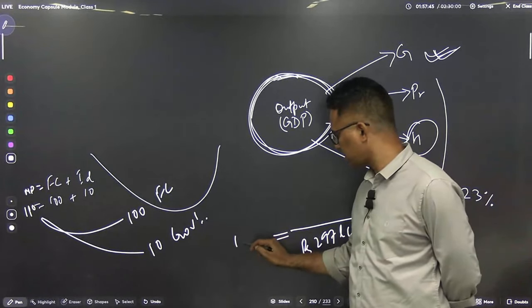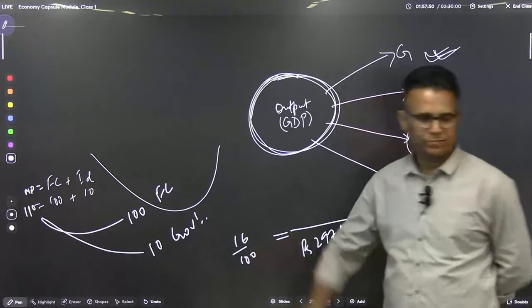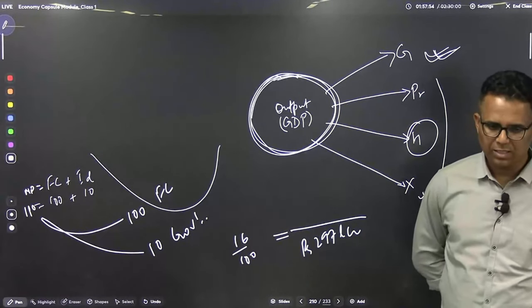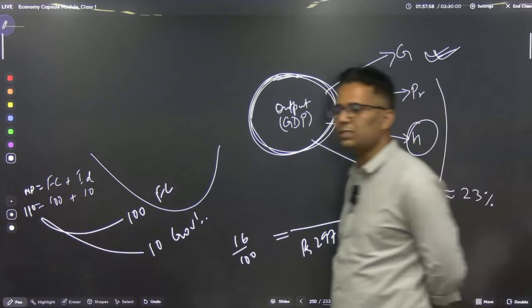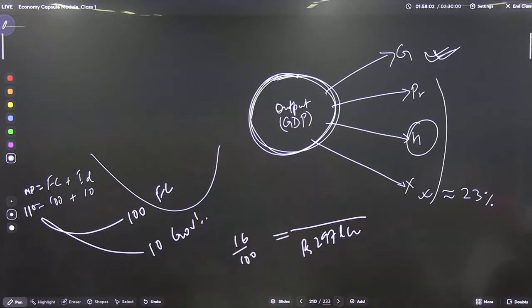Approximately 16%. Our tax to GDP ratio is 16%. 11% is central taxes, 5% is state's taxes. So India's tax to GDP ratio is around 16%. Yaad rahega?